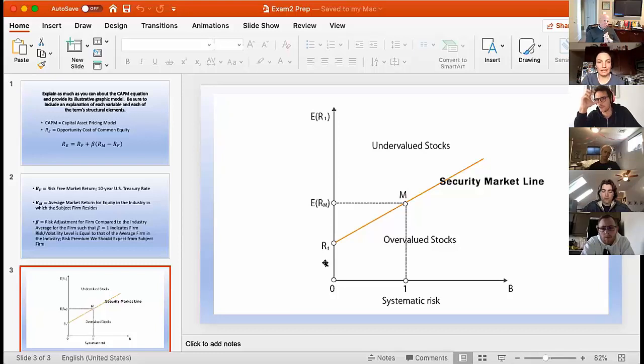I think this line here is representing the market. And so if you were exactly on this line, you would be getting the return of the market in general.